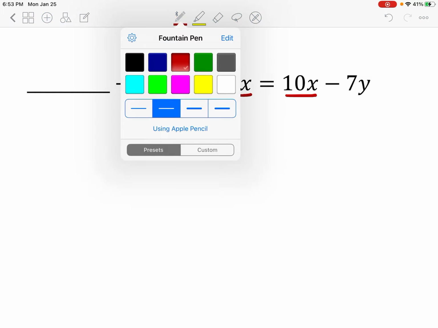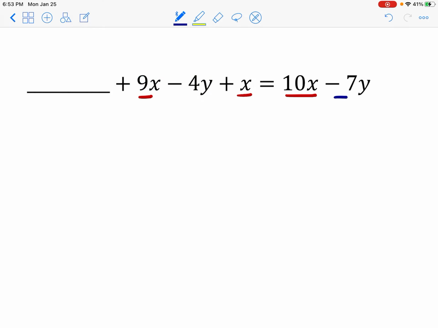But on this side, I have a negative 7y, and on this side I have a negative 4y. So I have to put something in this blank here to make negative 7y altogether. So to make negative 7y, I would have to put a negative 3y, because negative 3 and negative 4 is the only way to get to that negative 7 total. Hopefully that makes sense.